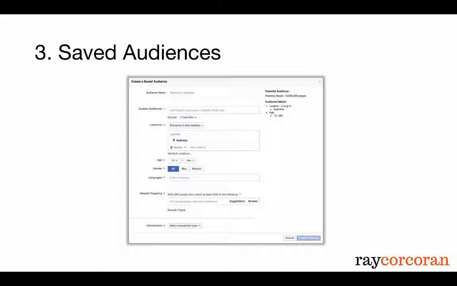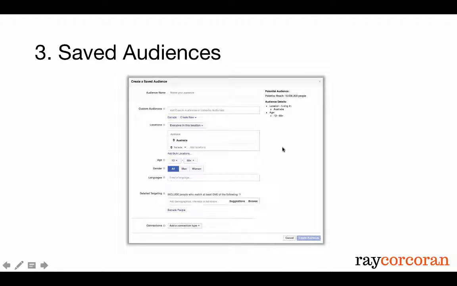And the third and final one is saved audiences. So this is not so much a warm audience, but it's another audience that you can create where you can pick certain custom criteria. An audience again is just a group of people that have whatever in common. You can create a group of people in Australia that are 20 to 40, that are men, that speak English, that like cats, for example. And you can name it cat lovers 20 to 40 male Australia or something. Just make it descriptive so you can easily identify it.